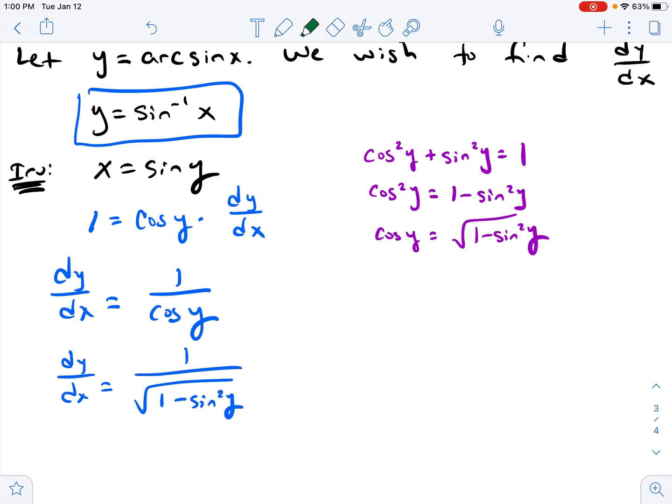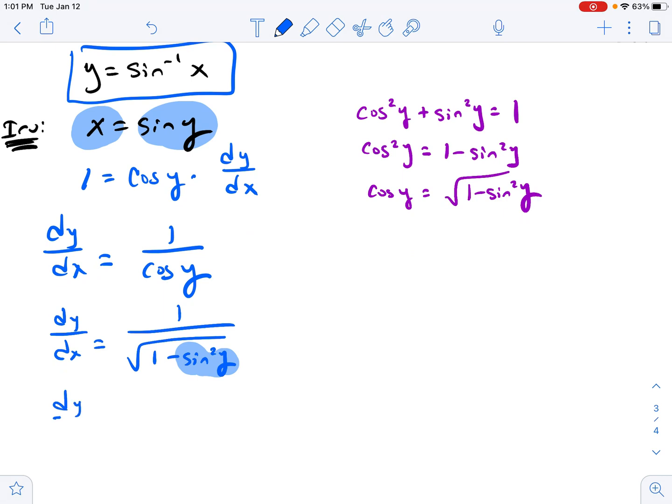And again, the reason we did that is because I can take the sine of y and replace it with the letter x. And it looks like I'm squaring it there. So at the end of the day, we get dy/dx is 1 over the square root of 1 minus x squared. So if we start with y equals the inverse sine function, we get back 1 over the square root of 1 minus x squared, where x represents the angle inside of the inverse trig function.